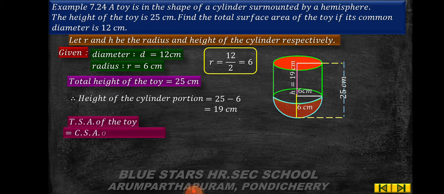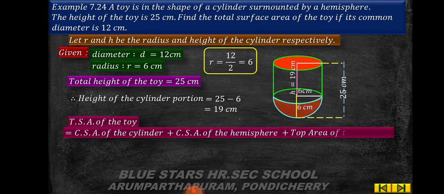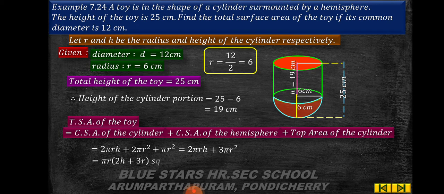Then the TSA, that is total surface area of the toy, is equal to curved surface area of the cylinder plus curved surface area of the hemisphere plus top area of the cylinder. CSA of a cylinder is 2 pi r h, plus CSA of a hemisphere is 2 pi r square, plus top area of the cylinder is pi r square. So top area of the cylinder is nothing but area of a circle. So which is equal to 2 pi r h plus 3 pi r square, which is equal to, we are taking pi r common out.